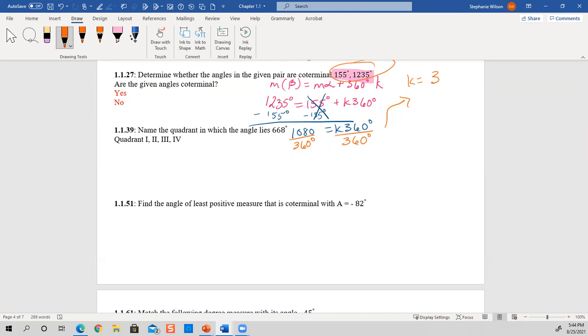So far, so good. Okay, so I want to do this next one. It says, name the quadrant in which the angle of 668 degrees falls in.